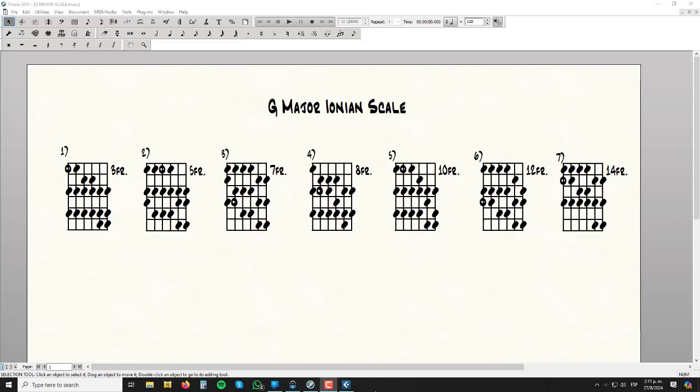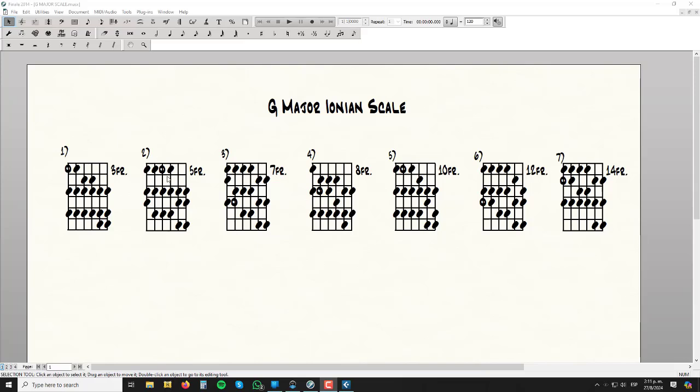Now it's going to be very important to know the 7 fingerings of the major scale. If you don't know the 7 fingerings of the major scale, you can go and click on the video in this channel about major scales and you will have all the 7 fingerings. But now let's take a look at this example. What we have here is the G major Ionian scale, the 7 fingerings, 1, 2, 3, 4, 5, 6, 7, and we are going to focus on the second one because this is the Dorian mode sound.